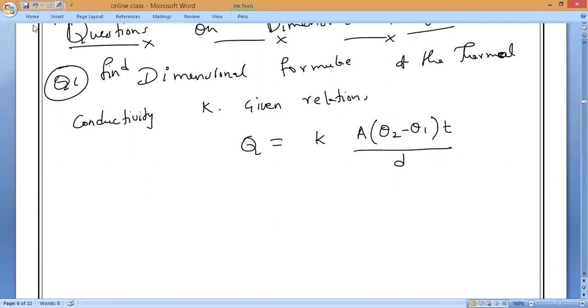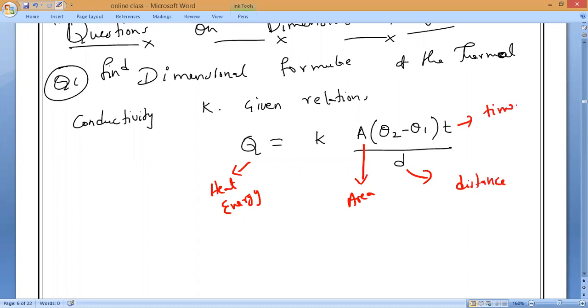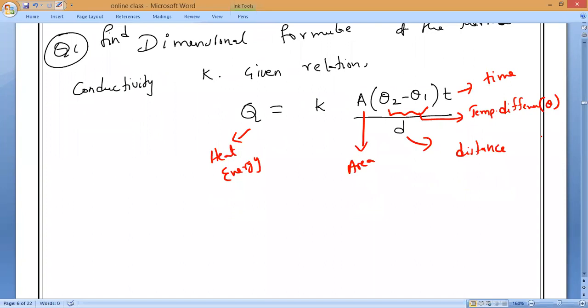Clear? So Q is heat energy. Next, A means area. D means distance, you all know. T means time. And theta 2 minus theta 1, what is it? Temperature. Minus means temperature difference. Is it okay?